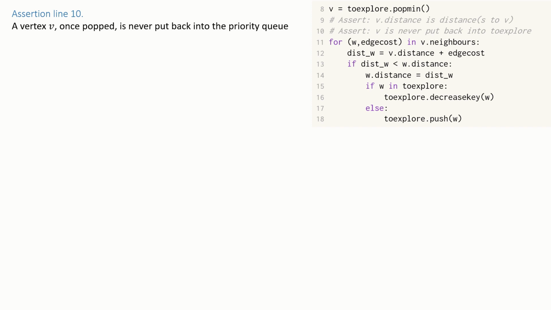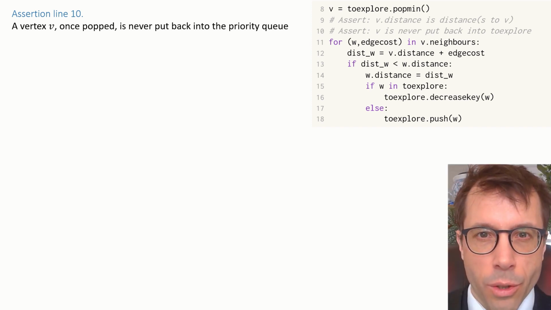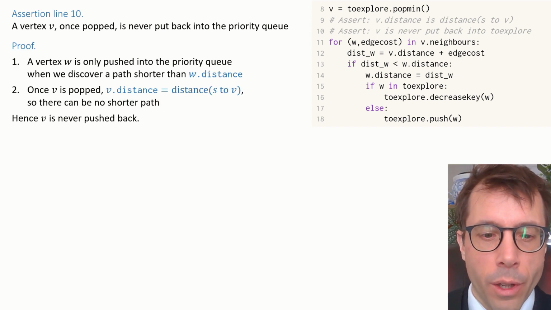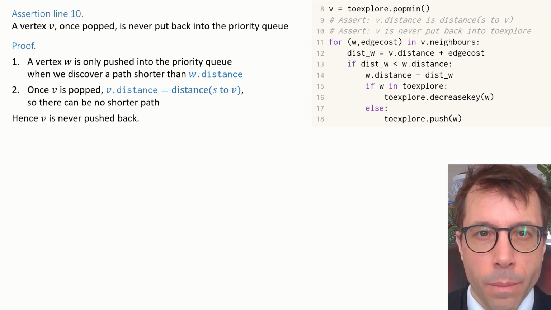Next, what about the assertion on line 10? This assertion claims that a vertex v, once it's been popped, is never put back into the priority queue. This is much easier to prove, and really it's just reiterating ideas that we've already seen from the last proof. The proof is just made up of two observations.